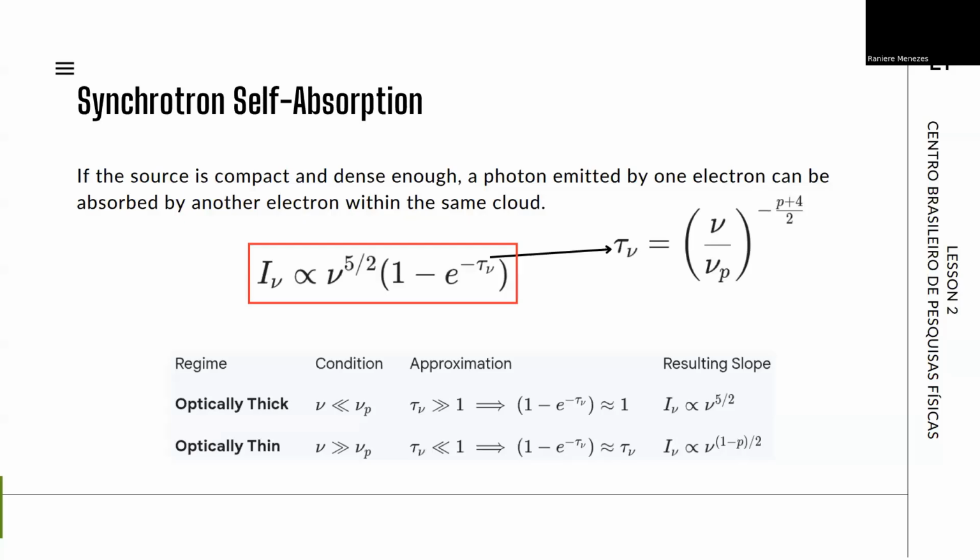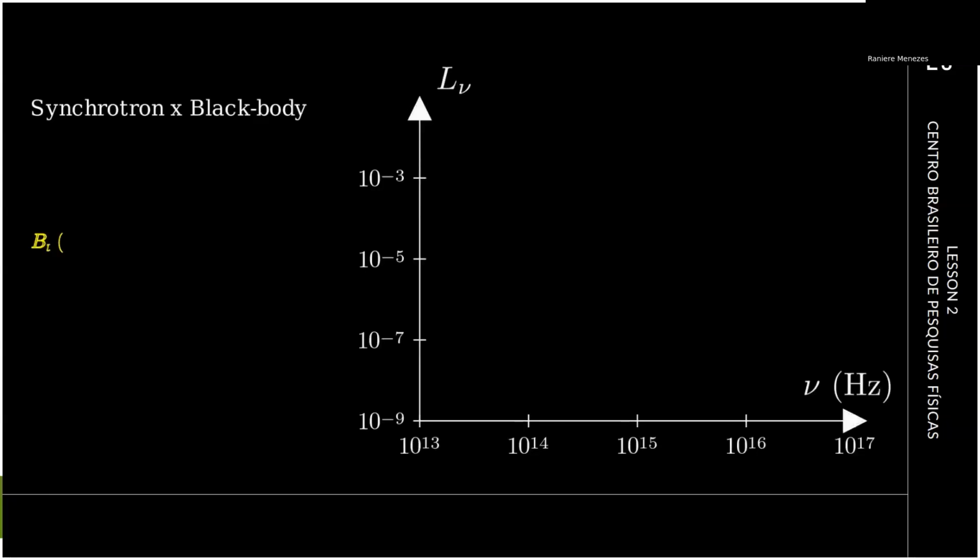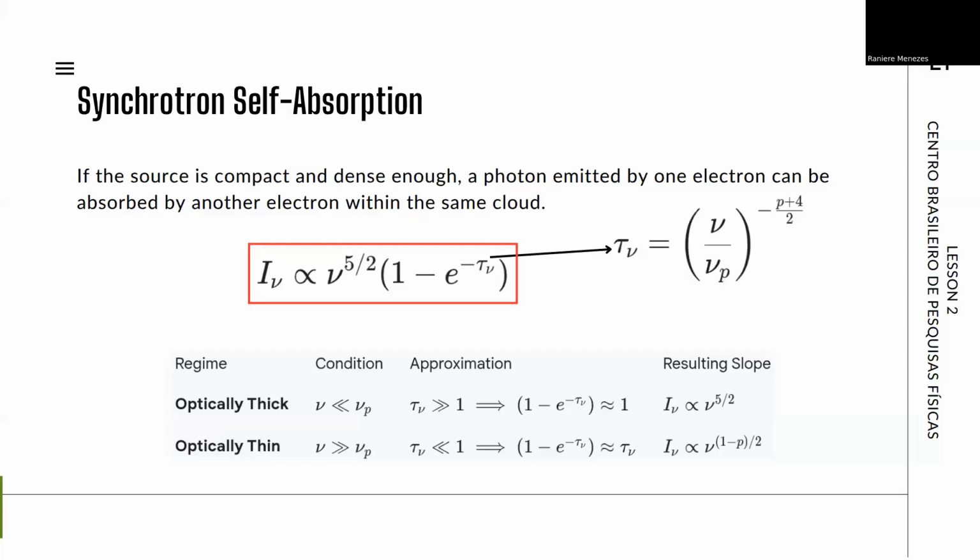Okay, this is the synchrotron self-absorption. I'm not going very deep here. However, the condition is that if the frequency is very low, the medium is optically thick, and the intensity goes up with the frequency to the 5/2. If, on the other hand, the frequency is very high, the intensity goes as a power law. Okay, it was exactly what we saw in this plot, no?